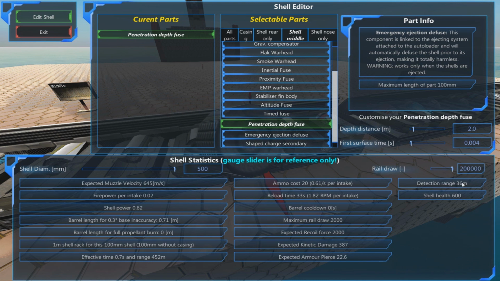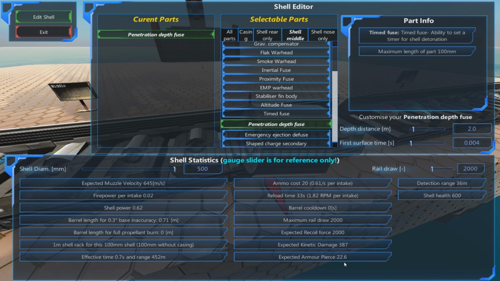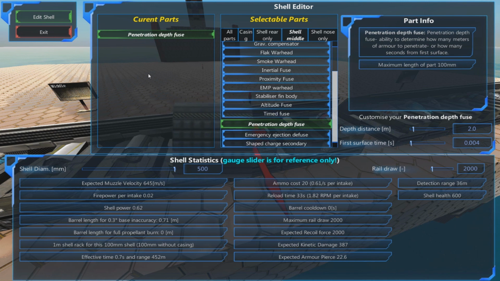Because if you stick enough rail charge in, how much is it? That's 20,000. Let's rail draw 2,000. Let's go here. So yeah, with rail draw, this is only a fuse right now, and it does 22 armor piercing. So yeah, penetration depth fuse, the short version is you need to design your whole shell around this thing if you're going to use it.